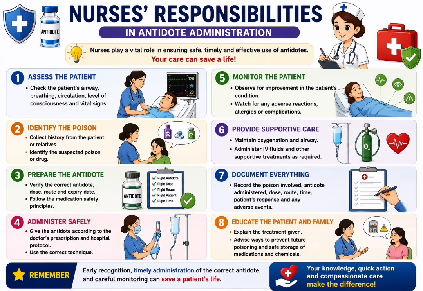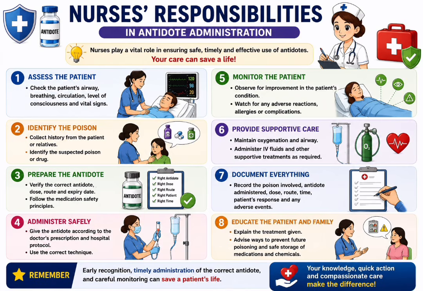5. Monitor the patient. Closely observe the patient for improvement in symptoms and monitor for adverse reactions, allergies, or complications. 6. Provide supportive care. Continue supportive measures such as maintaining the airway, providing oxygen therapy, administering IV fluids, and other treatments as required. 7. Document everything. Accurately record the suspected poison, antidote given, dose, route, time of administration, patient response, and any adverse events.